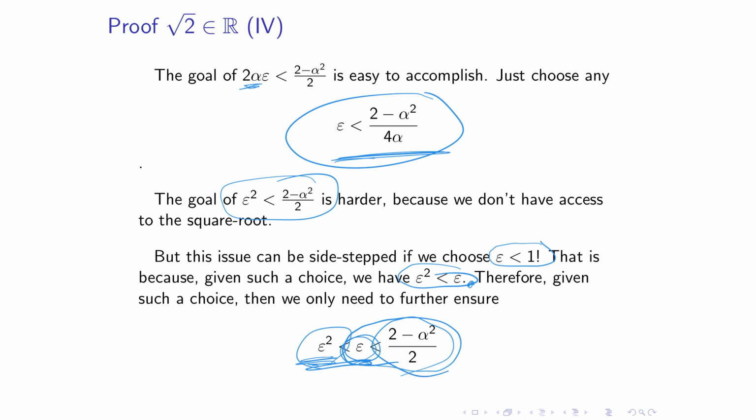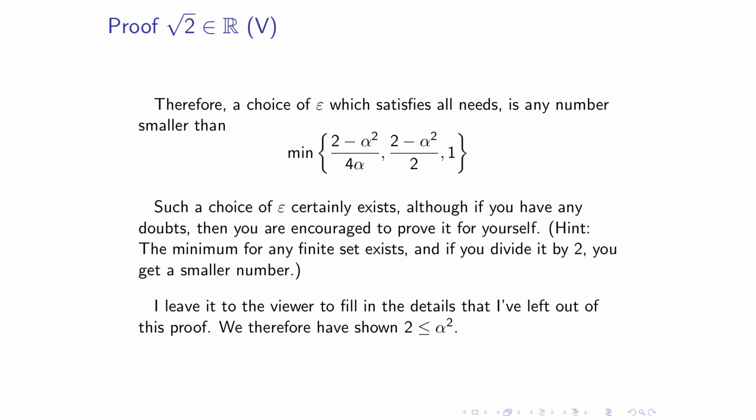So the point is that by making sure that we keep epsilon strictly smaller than 1, we can simply focus on epsilon, and epsilon squared comes for free, so to speak. So, okay, that is everything we need from epsilon.